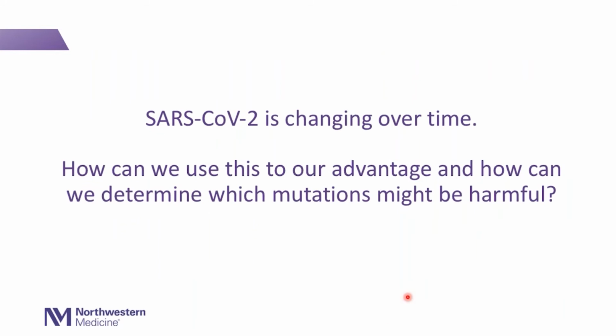So just to summarize, SARS-CoV-2 is changing over time. It has a relatively low mutation rate, but that does not mean it's not continuing to diversify. So how can we use this to our advantage, and how can we determine which of these mutations might be harmful?